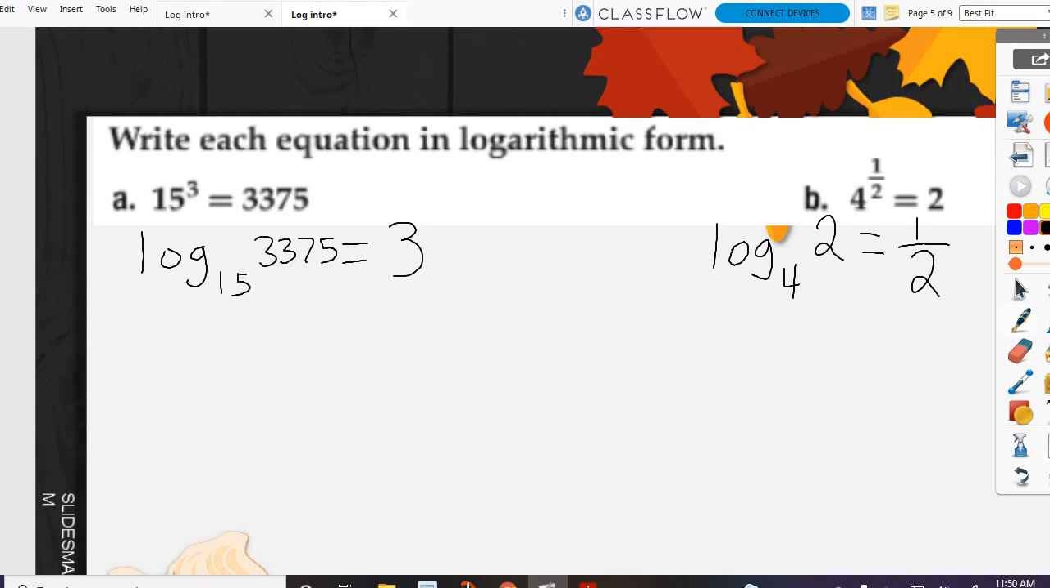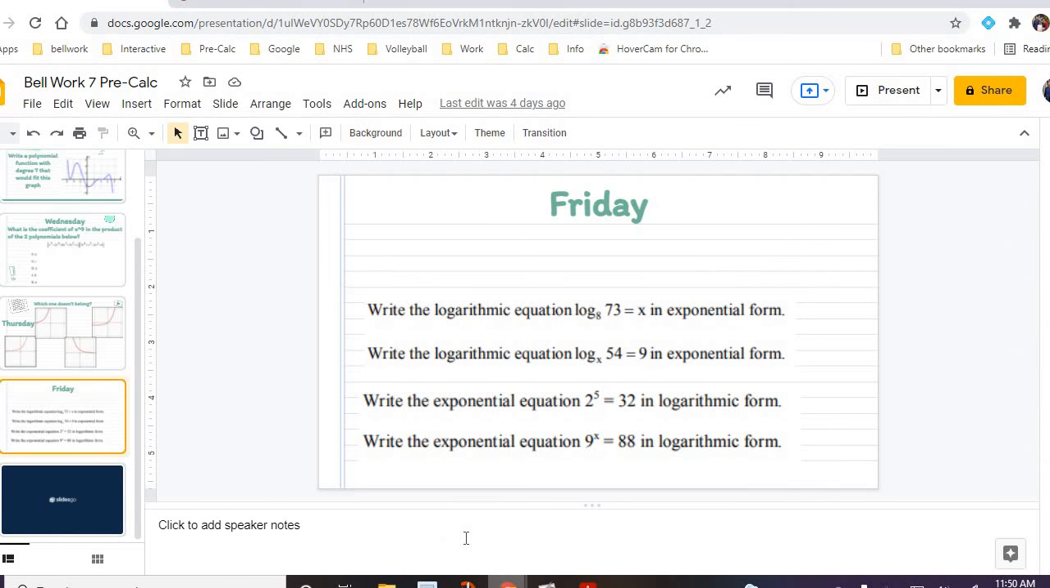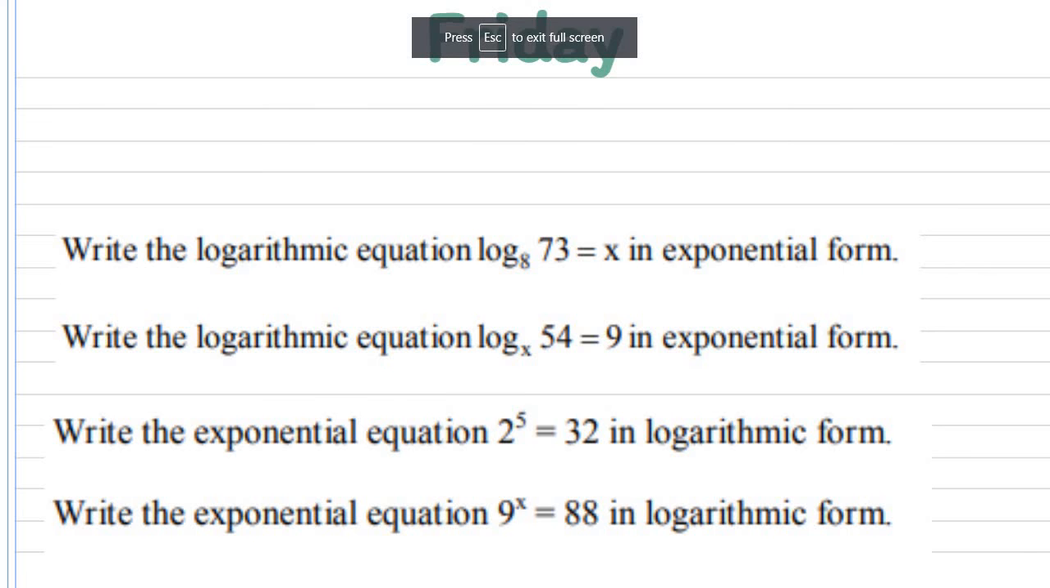So now, hopefully, we can do our homework questions. We're going to practice our exponential to logarithmic and logarithmic to exponential form using our bell work questions.